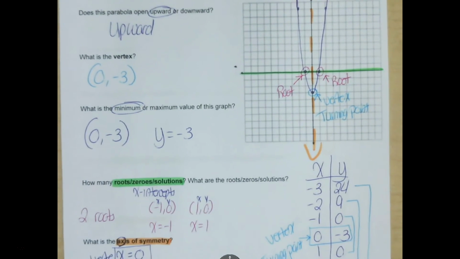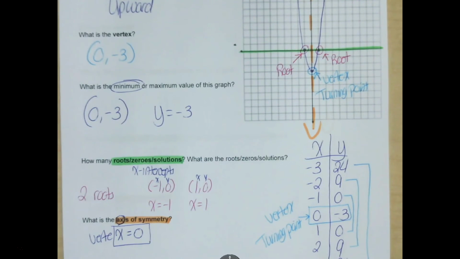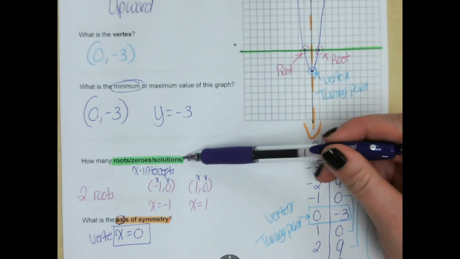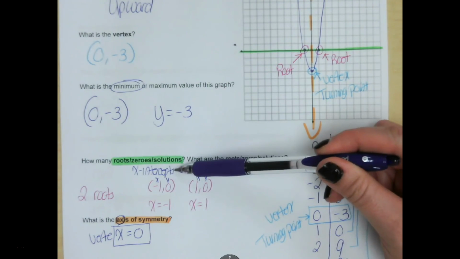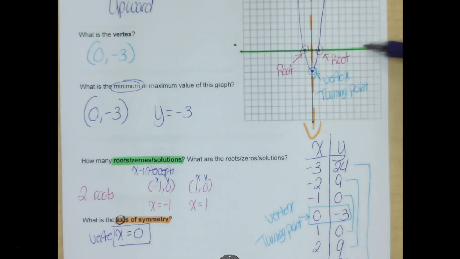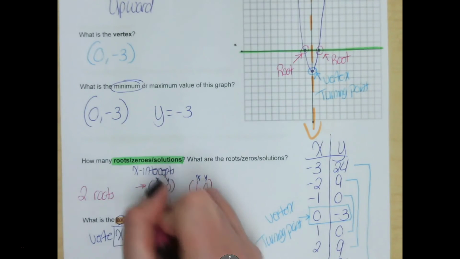Next, it says how many roots, zeros, or solutions are there, and what are they? Anytime I see these keywords, I should also be thinking x-intercept. So I want to highlight the x-axis. I can see here that my graph hits it 2 times, so I know that those would be my roots. All right, so I have 2 roots, and again, I can either write those roots as coordinate points, or I can write them as x equals, because my roots are on the x-axis. But if it's easier for you, you can also write them as coordinate points.